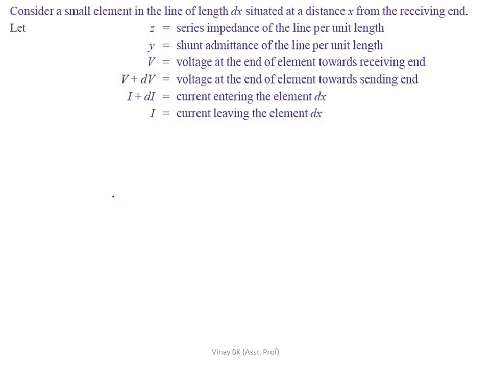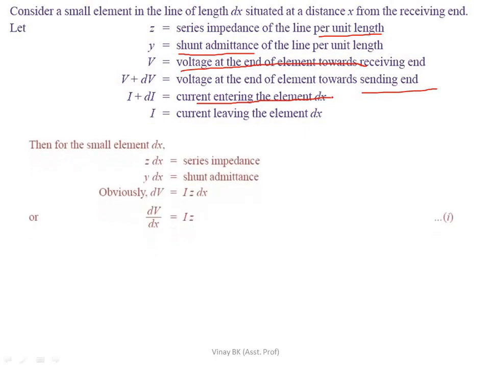Consider a small length as we discussed. z is the series impedance of the line per unit length. Similarly, y is the shunt admittance, V is the voltage at the end of the element towards the receiving end, and V plus dV is the voltage at the end of the element towards the sending end. Similarly, I plus dI is the current entering the element dx, and capital I is the current leaving the element dx. For the small change in dx, as I told, z into dx is the series impedance and y into dx is the shunt admittance. So we can write dV as I into z into dx.